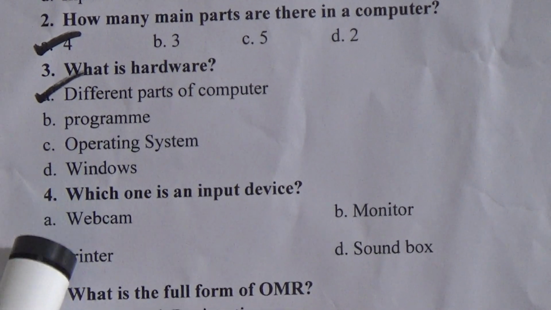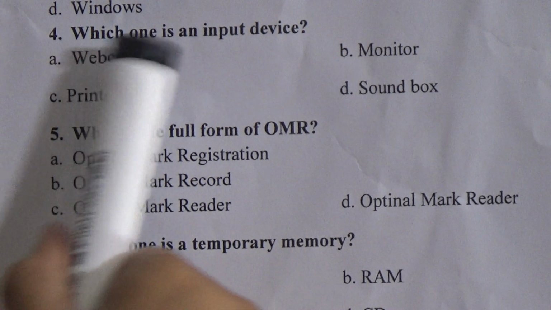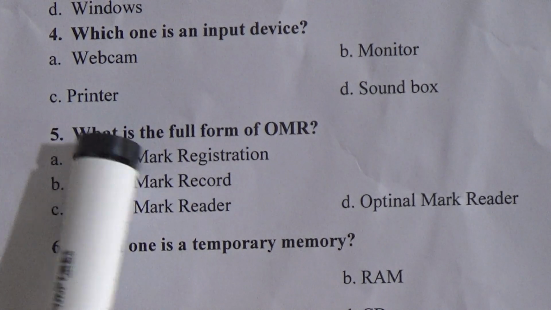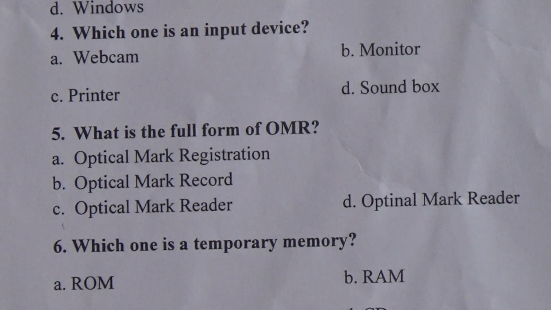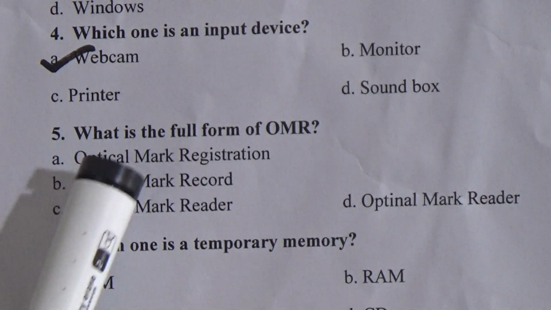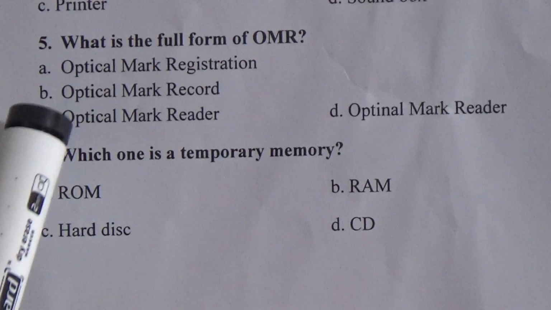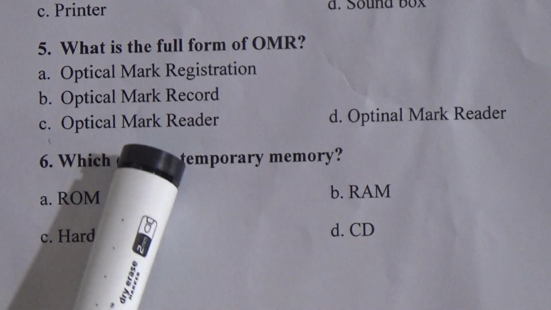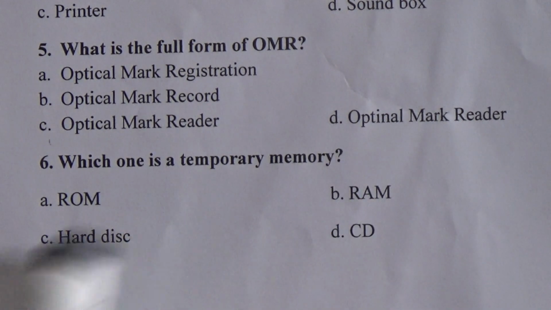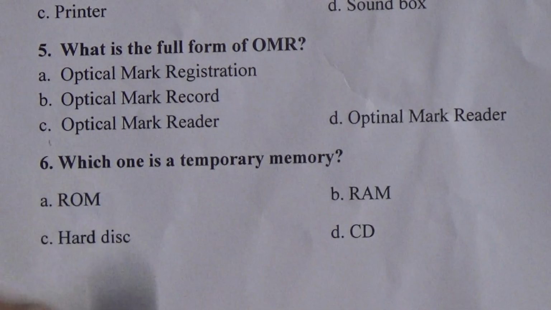And number 4, which one is an input device? A webcam. B monitor. C printer. D sound box. So here webcam is an input device. Number 5, what is the full form of OMR? A optical mark registration. B optical mark record. C optical mark reader. D optical mark reader. So student, here is given optical, not optical. So correct answer will be optical mark reader.